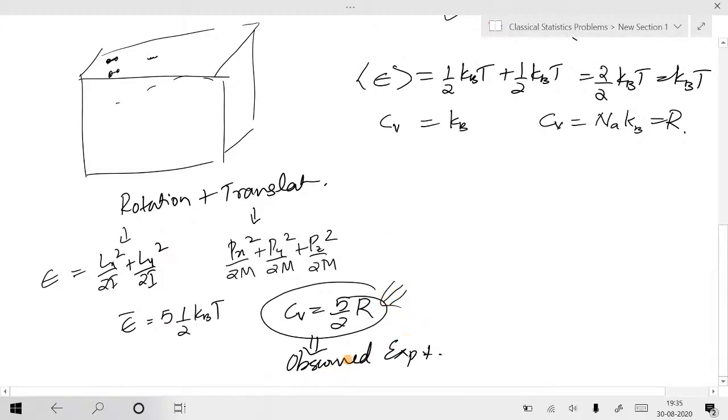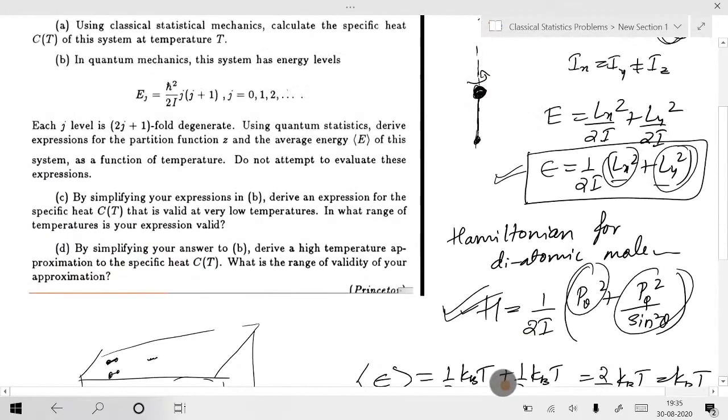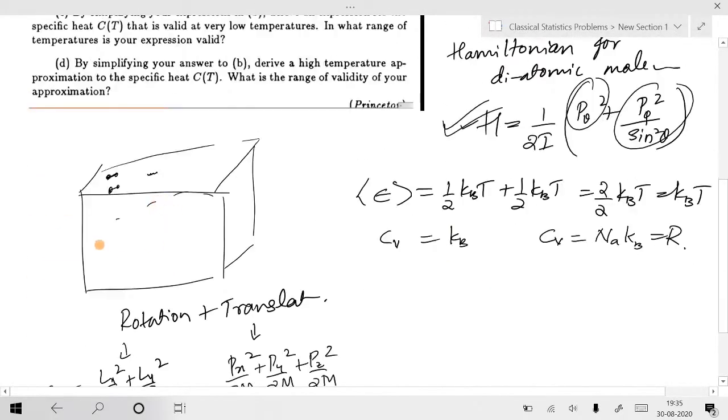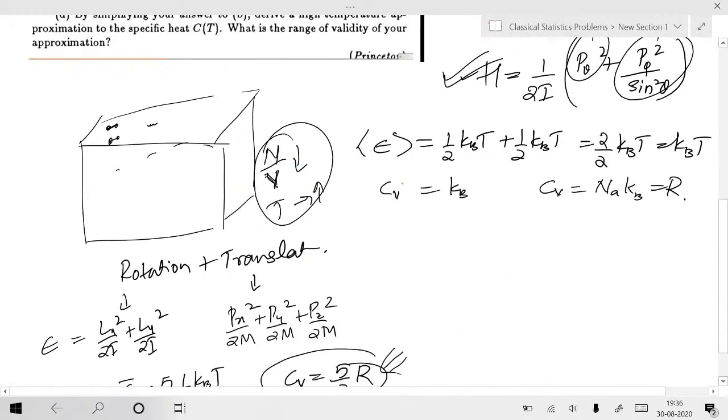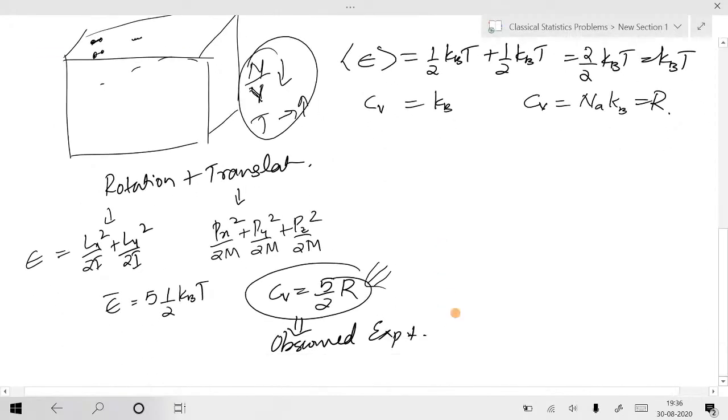Again, the classical approximation should be satisfied. What is the classical approximation? Density should be very low, n by V should be very low, and temperature should be very high. Only in this regime can you apply the equipartition theorem and classical statistics. I think 5 by 2 R for a diatomic molecular gas can be observed at room temperature, because room temperature may be quite high for this situation. Any question here quickly?